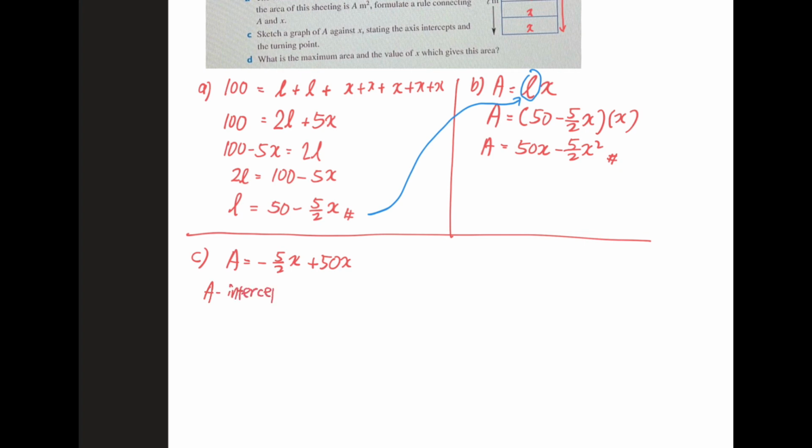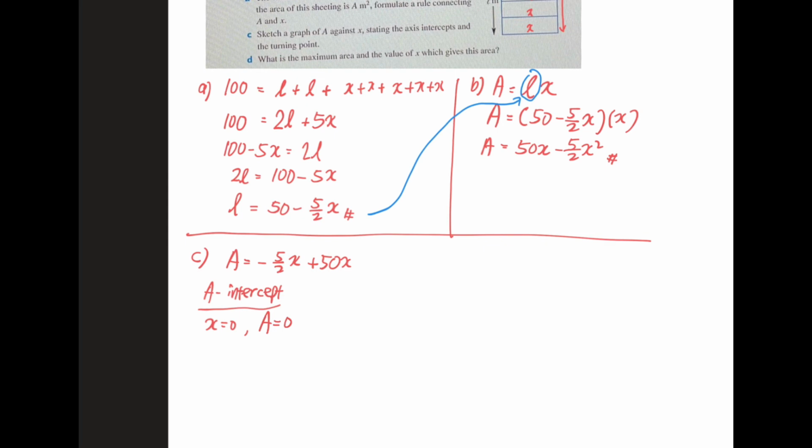To find the A-intercept, I have to let x equal to 0. When I let x equal to 0, imagine I put 0 here, this whole term disappears and becomes 0. I put 0 here, this whole term disappears as well, becomes 0. So A is equal to 0, and that is the intercept.